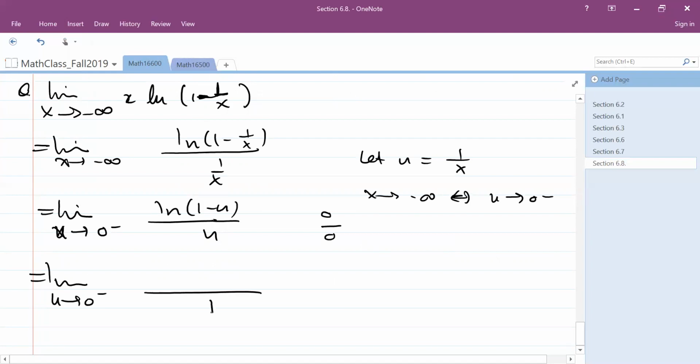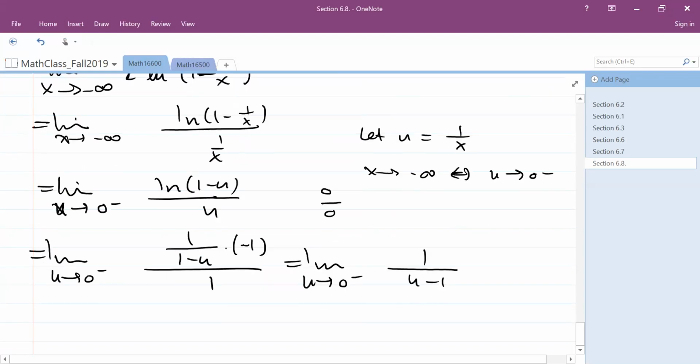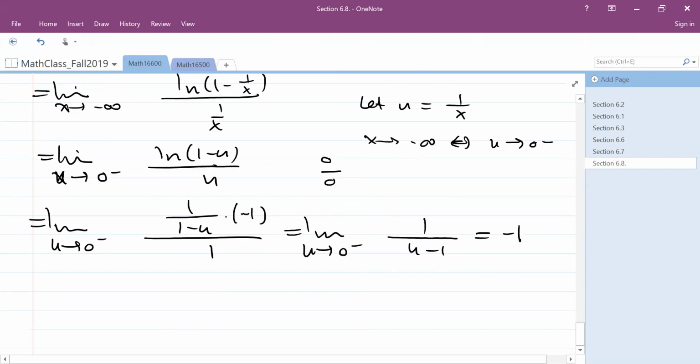So the denominator's derivative is 1. The numerator is the natural log of 1 minus u, and then differentiating gives 1 over 1 minus u times negative 1. Okay, so let me simplify a little bit. I have a negative sign, so let's switch the order. It's going to be 1 over u minus 1. So if u approaches 0, the denominator approaches negative 1. So clearly, it's going to be negative 1. Okay. So this is the answer.